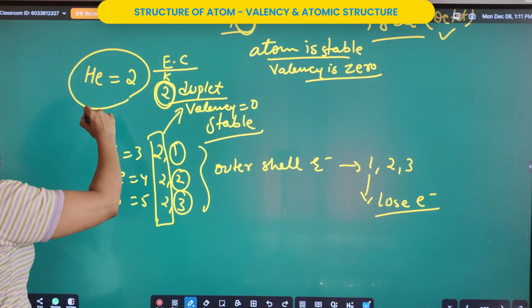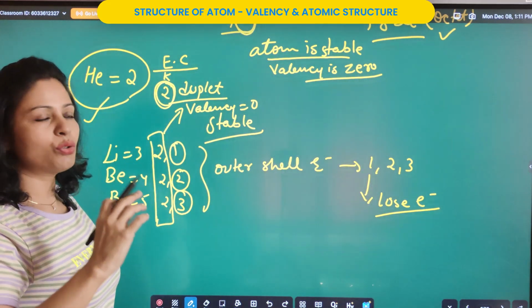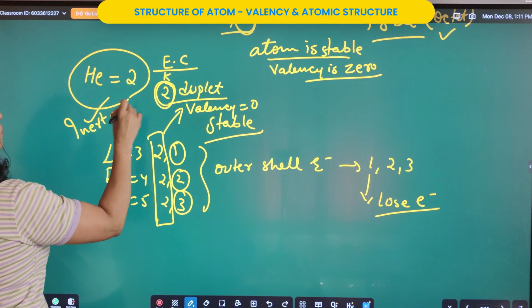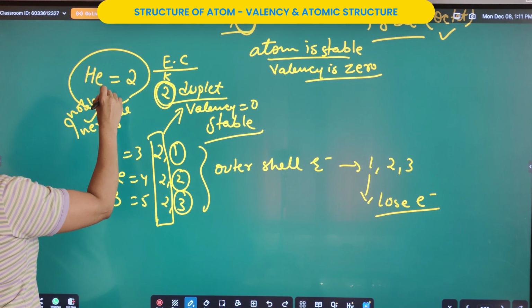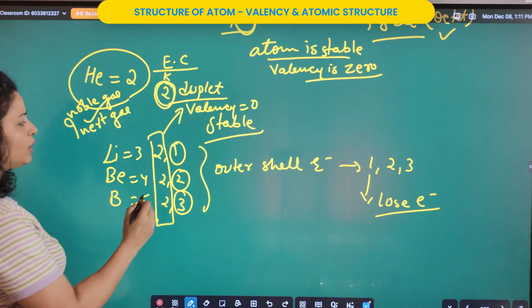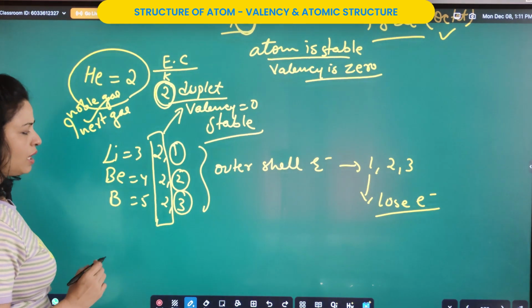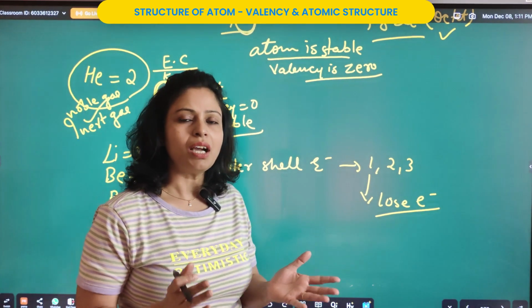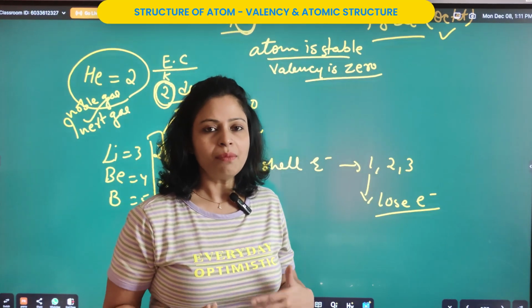This is the first noble gas, which is a stable gas. It is also called an inert gas, or it is also called a noble gas. Now these three elements, lithium, beryllium, boron, try to lose these 1, 2, 3 electrons in order to become like helium. They want to become stable. Nobody wants to be in an unstable state. They want to become stable.